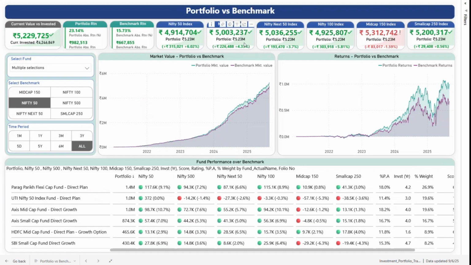Similarly, you are able to beat Nifty 500, Nifty Next 50, Nifty 100, and small cap as well. But with small cap, you were able to perform only a marginal 0.56 percentage additionally. But you are underperforming the mid cap index fund, because mid cap was able to generate almost 53 lakhs for the same investment, but your portfolio funds generated only 52 lakhs. So that is the reason it's showing 83,000 lesser compared to your mid cap index fund.